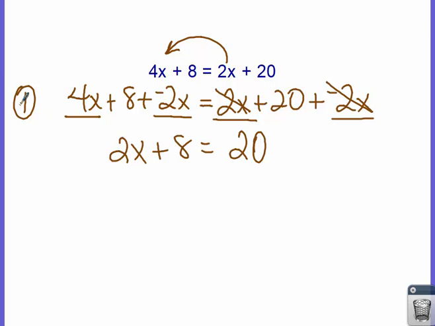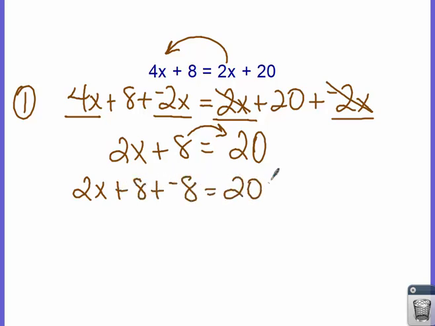So now we need to do step number 2, get our numbers on the other side. So I'm going to move this 8 over to be with the 20. And again, how do I do that? I add its opposite. So I'm going to write 2x plus 8 plus negative 8 equals 20 plus, and the new thing I added on the left was the negative 8, so I have to add the negative 8 to the right as well. So we end up with 2x equals, and now 20 plus negative 8 gives us 12.